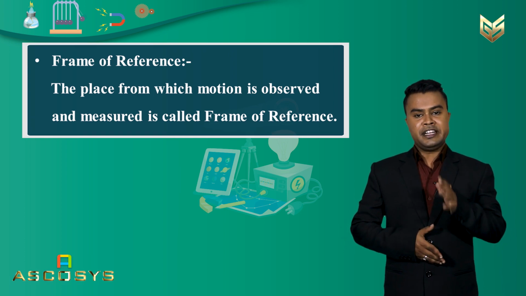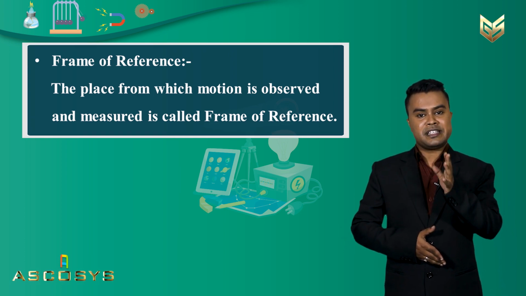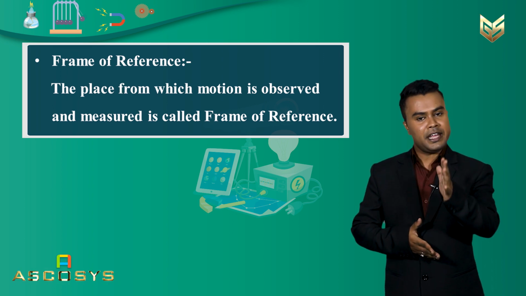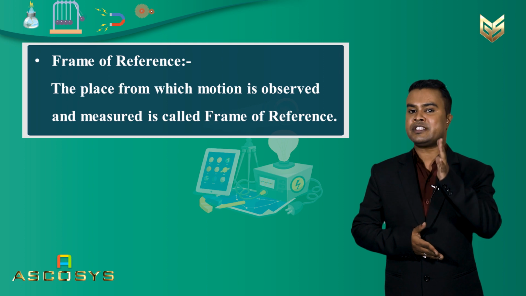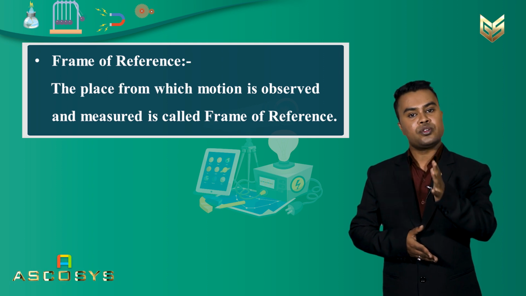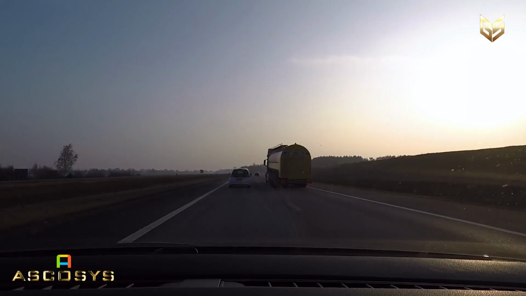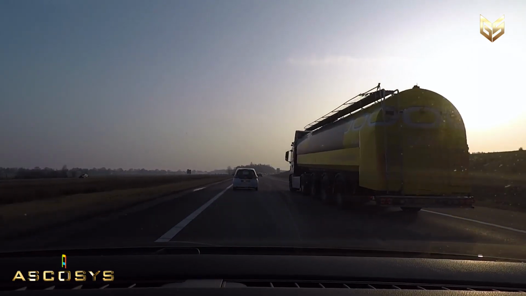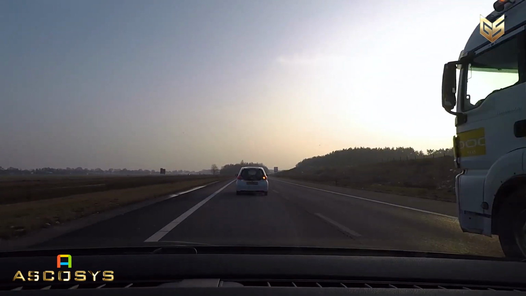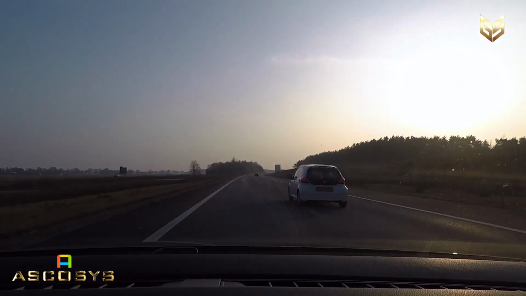It depends on a very important term I am going to speak about now, which is frame of reference. What is frame of reference? The place from where the motion is observed or measured is known as the frame of reference. A car moving on a highway, I will take the same example. You sitting in the car looking outside and you being outside looking at the car are two different types of motion. Motion has been divided into various types.